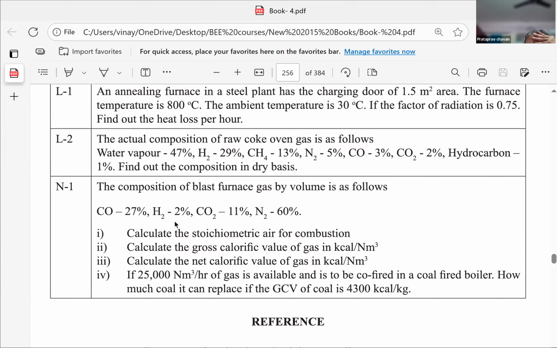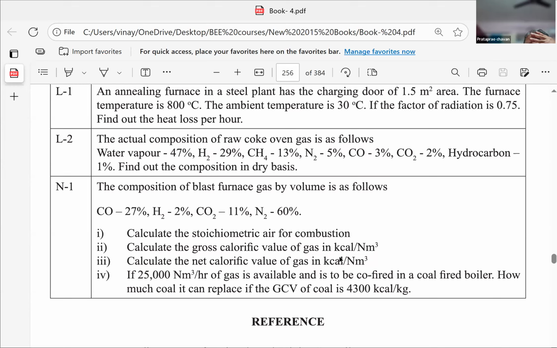Want to convert H2 into water vapor, H2O, right? How much oxygen will be required? CO2, you cannot do anything, this will remain. N2 is also neutral. So you have to concentrate on the oxygen requirement of CO to CO2 and H2 to H2O. If that quantity of oxygen you calculate, then air contains 21% of oxygen. So if this requirement is 21, then 100 units of air you will require. So calculate the stoichiometric air, how much will be required.